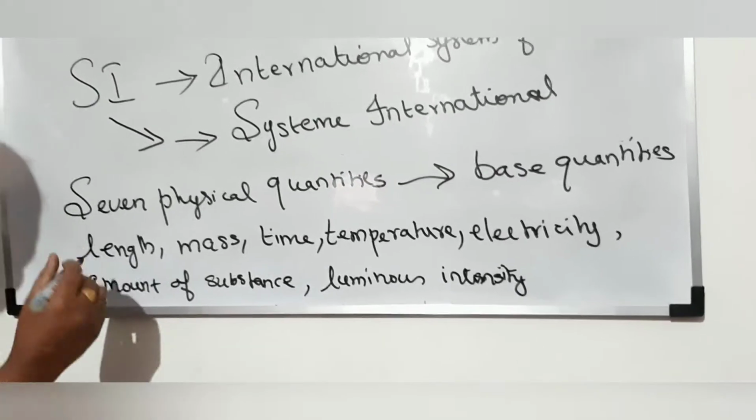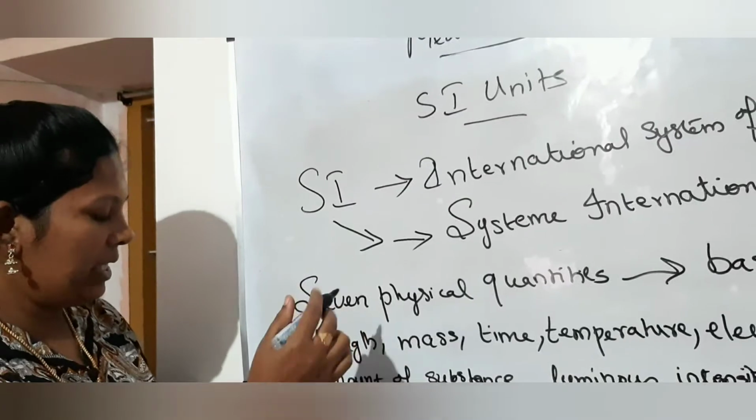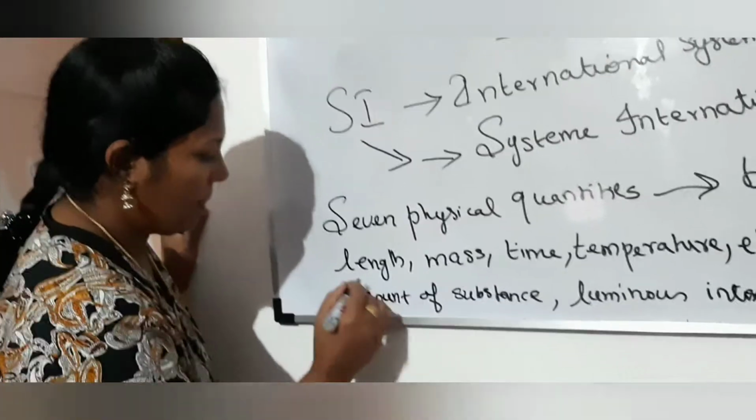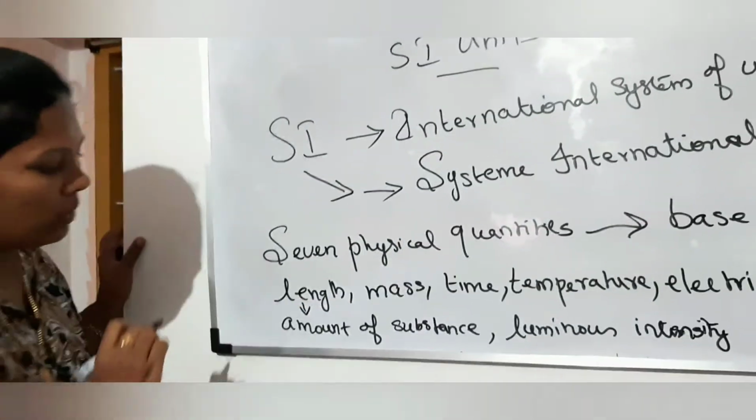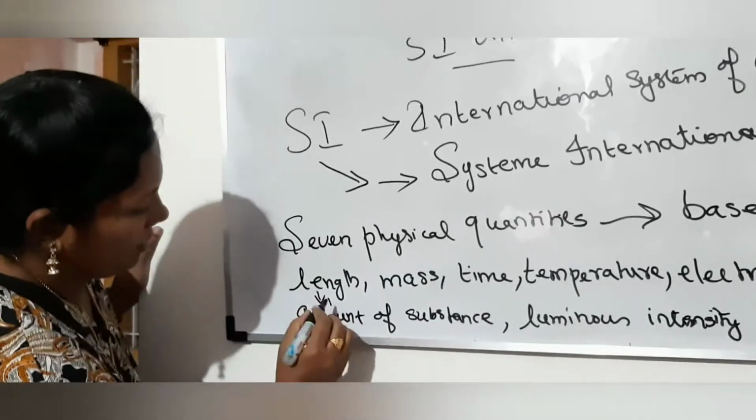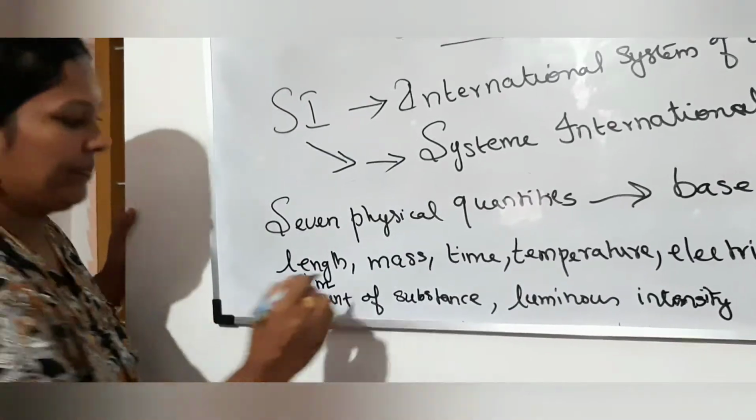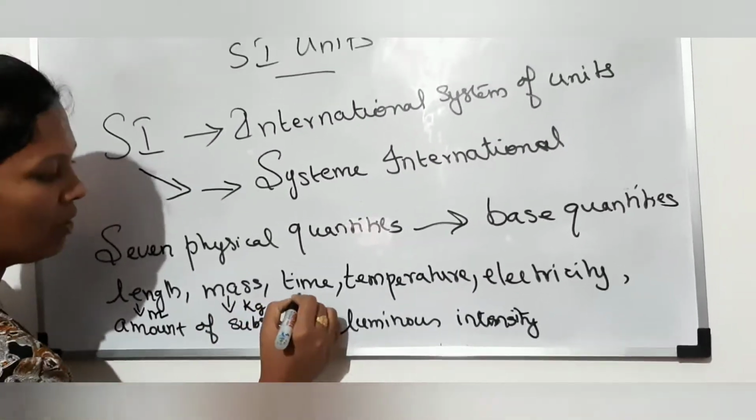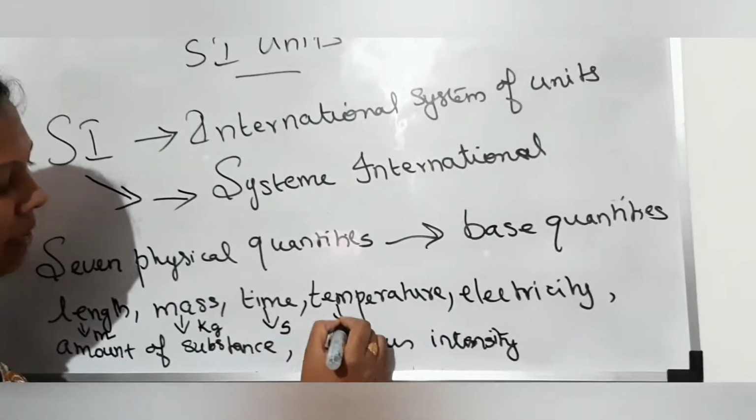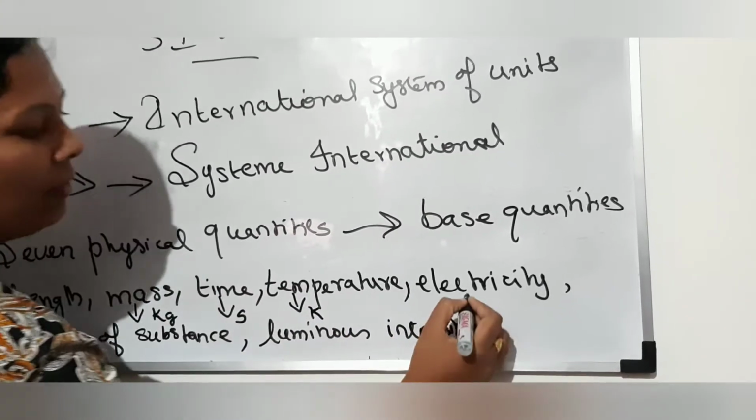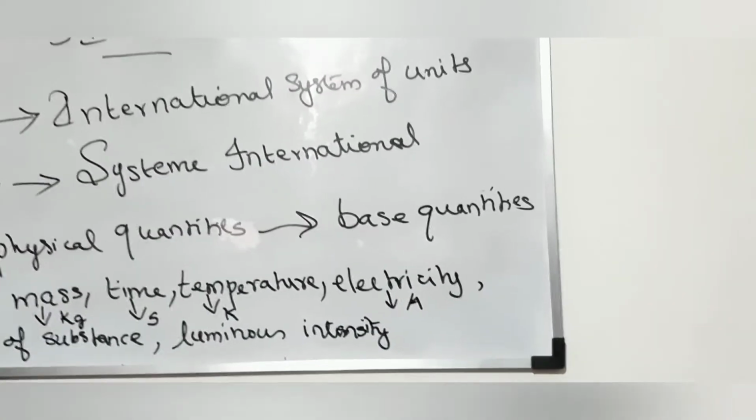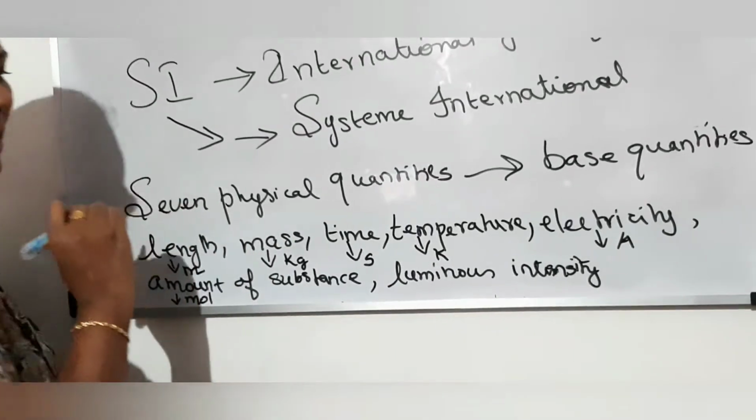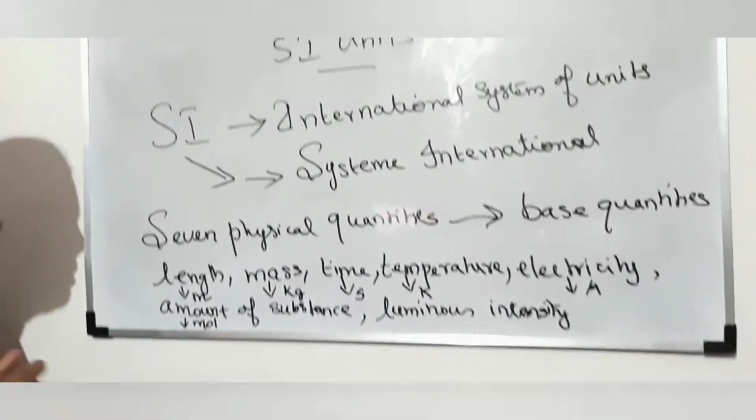So again, for every base quantity, a standard unit was defined. For length, the standard unit defined was meter. For mass, kilogram. For time, seconds. For temperature, Kelvin. For electricity, ampere. For amount of substance, mole, MOL. And for luminous intensity, it is candela, CD.